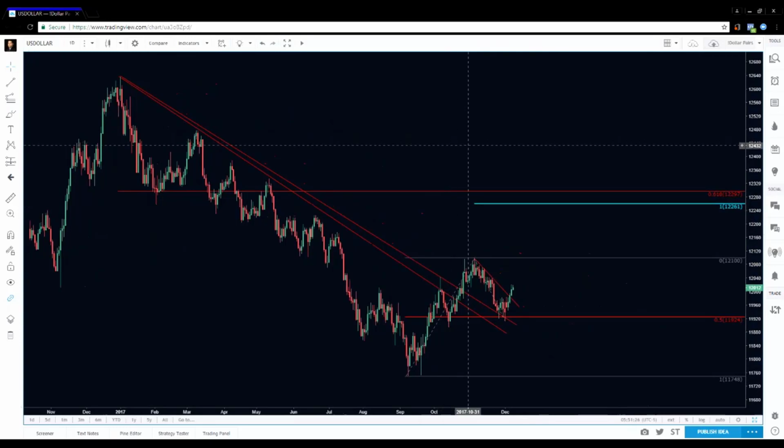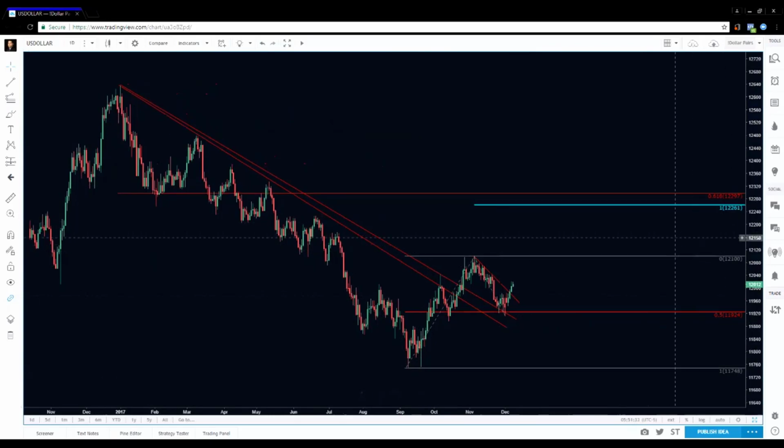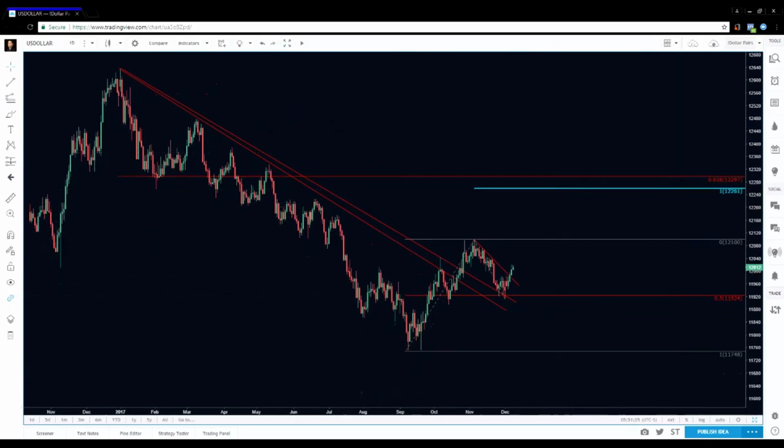So what I would be looking for is, as long as this market can stay above this low here, this A point, then my confidence will increase that I can expect the market to push to the ultimate destination, which is up here. Okay, this is my target.